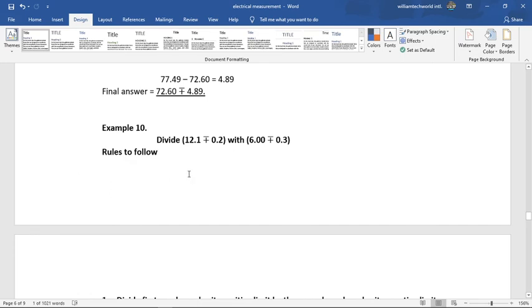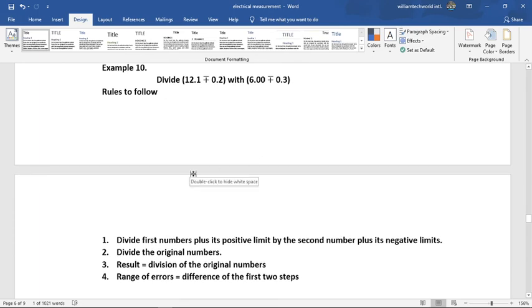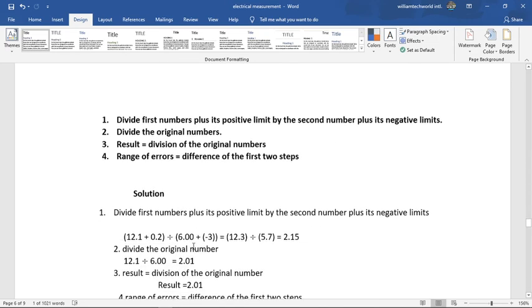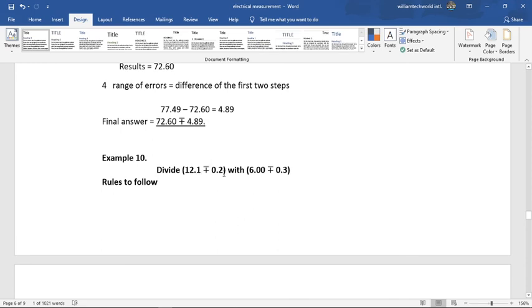In the division aspect, there are rules that you need to follow. In this one, they say divide 12.1 plus or minus 0.2 by 6.0 plus or minus 0.3. The rule: divide the first number plus its positive limit by the second number plus its negative limit. So divide 12.1 plus its positive limit, which is 0.2, by 6.0 plus its negative limit, that's plus or minus 0.3.